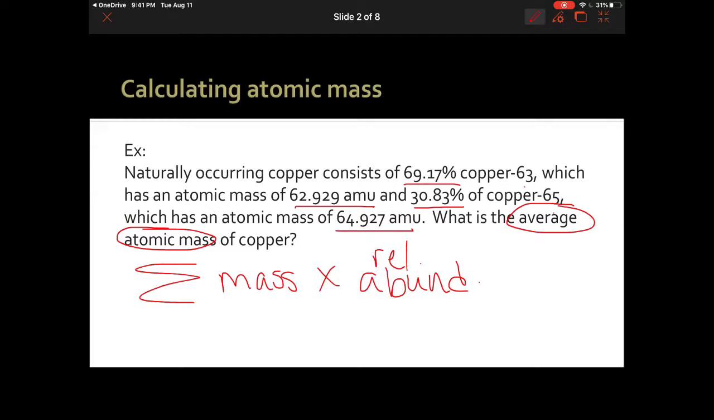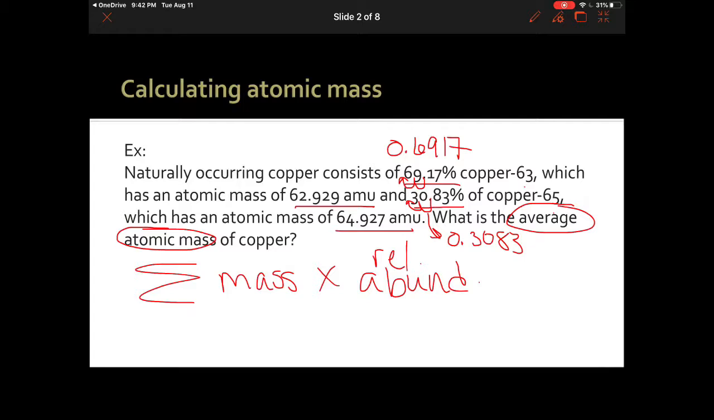So we can go ahead here and move our decimal places for our percentages to get that relative abundance. So 69.17%, if we move the decimal place 2 times to the left, this becomes 0.6917 for its relative abundance. And if we do 30.83, 2 decimal places to the left, that becomes 0.3083 for that relative abundance.